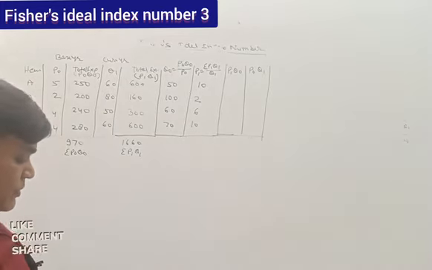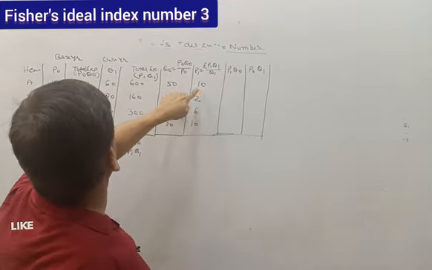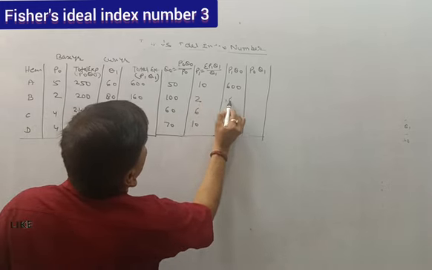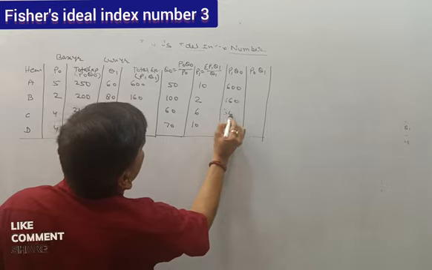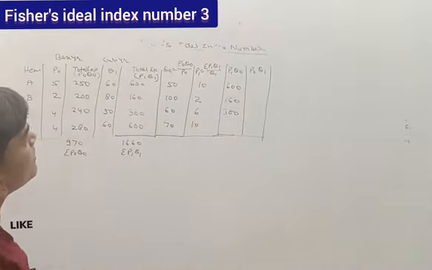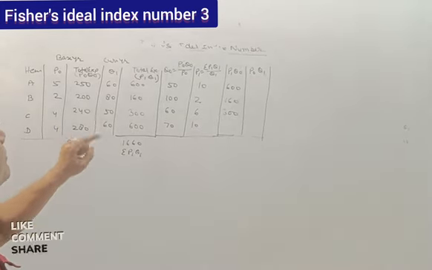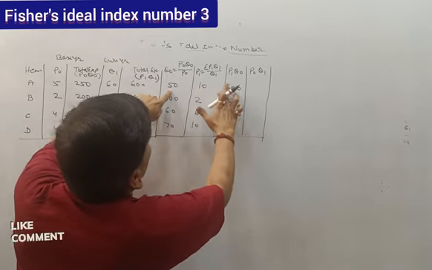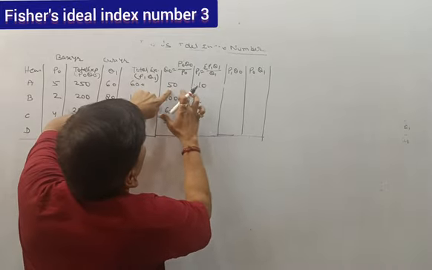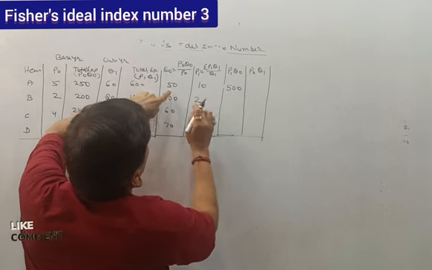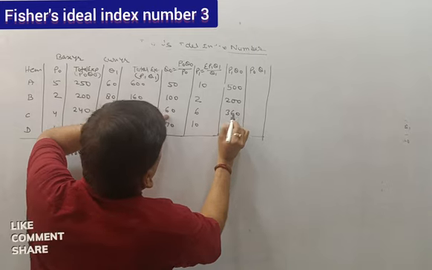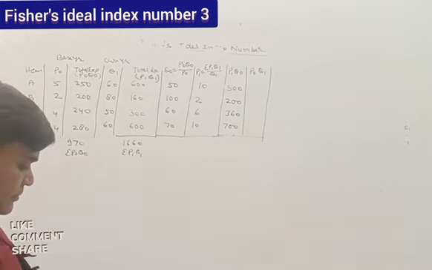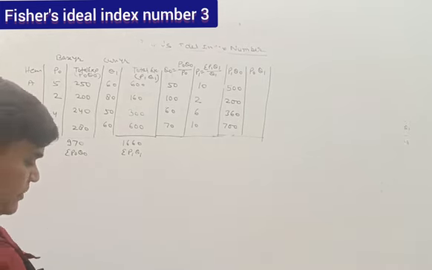For getting P1 Q0, P1 is this and Q0 is this. Multiplying gives 500, 200, 360, 700. So adding 500 plus 200 plus 360 plus 700 gives sigma P1 Q0 equal to 1760. Next, P0 Q1 is required.